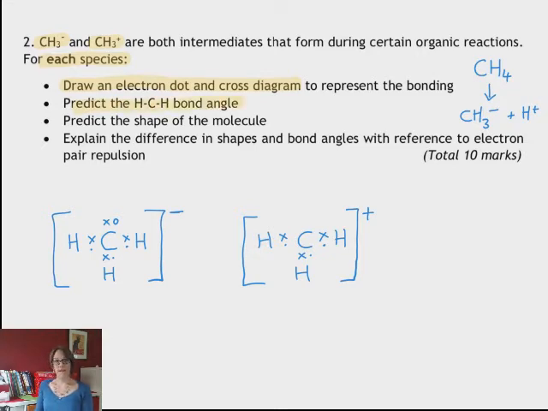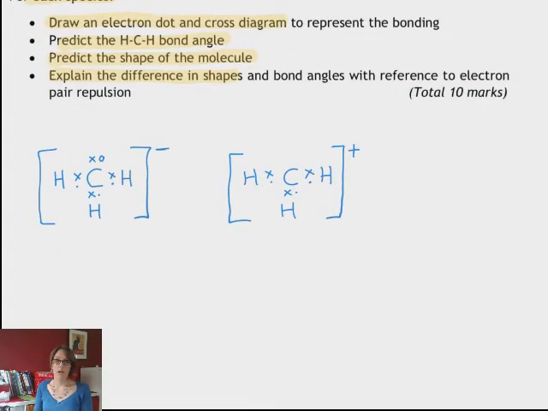The next bit's predicting the bond angle and predicting the shape and explaining the difference in the shape and the bond angles. This is all very standard shaped stuff, so we're going to look at actually how we could just answer it for both of them separately using our valence shell electron pair repulsion. So we're just going to be using a description. We will start with CH3 minus and then compare with CH3 plus.